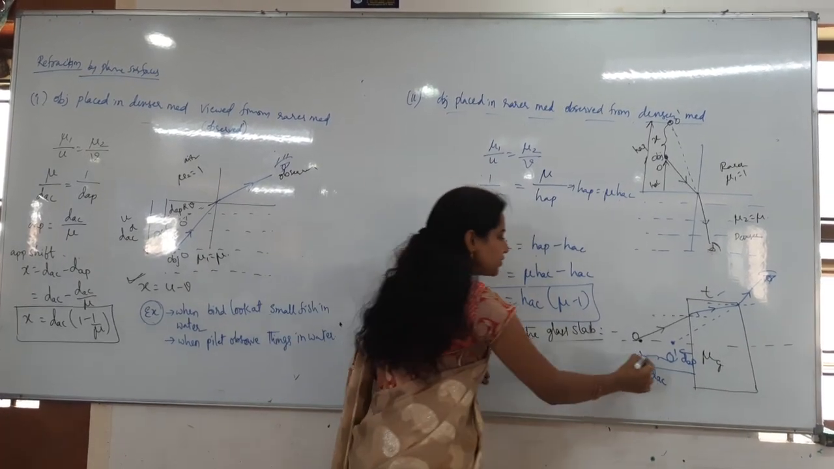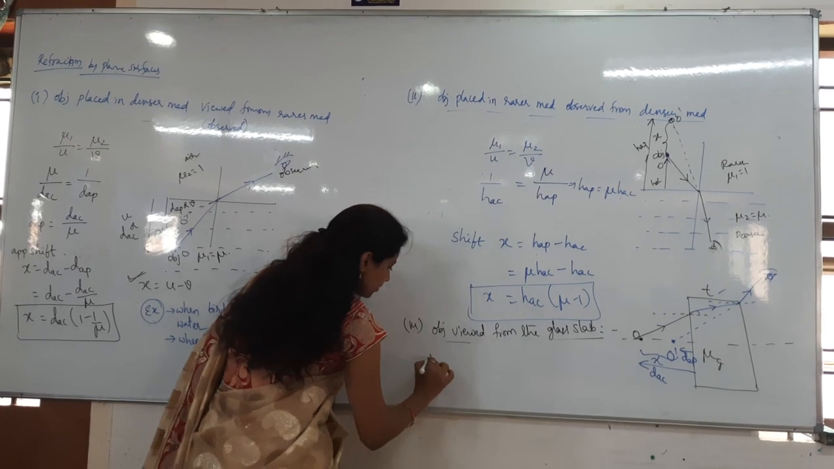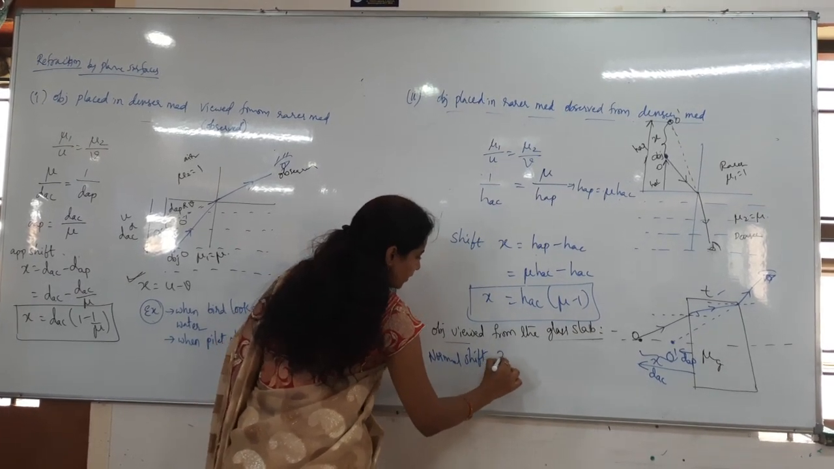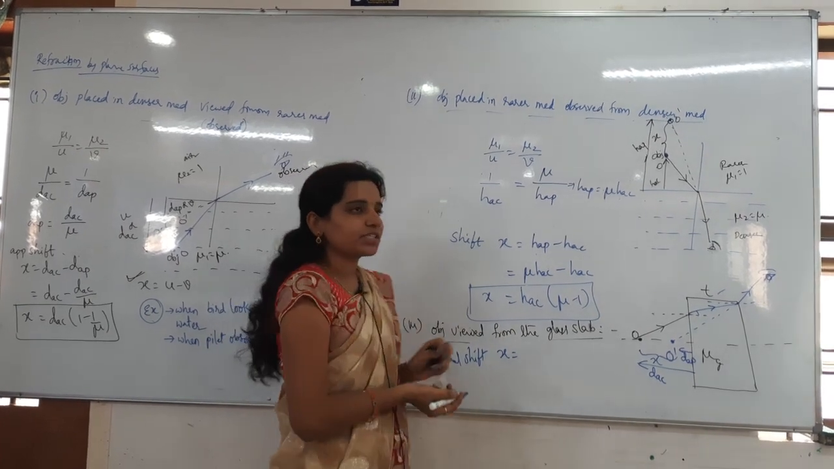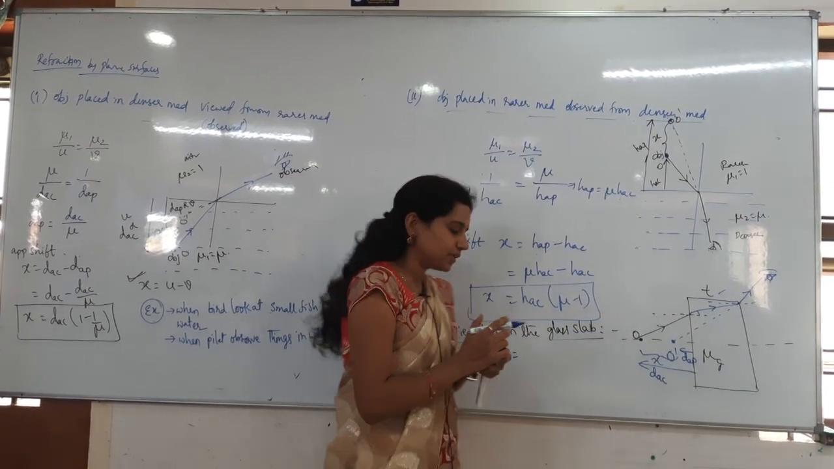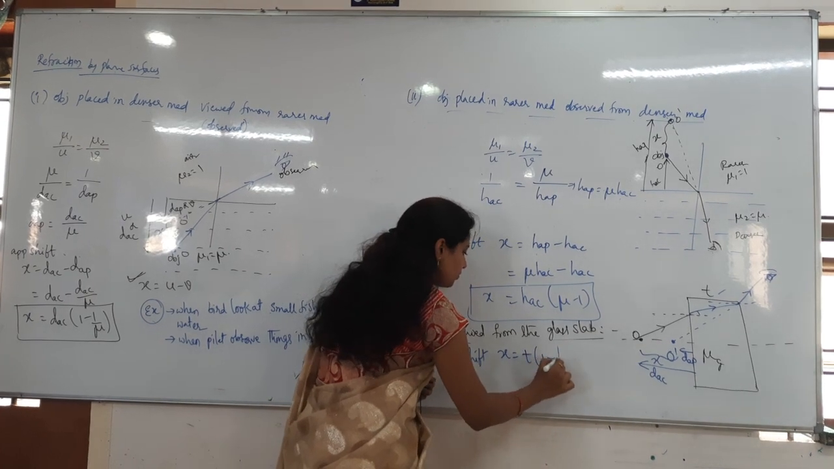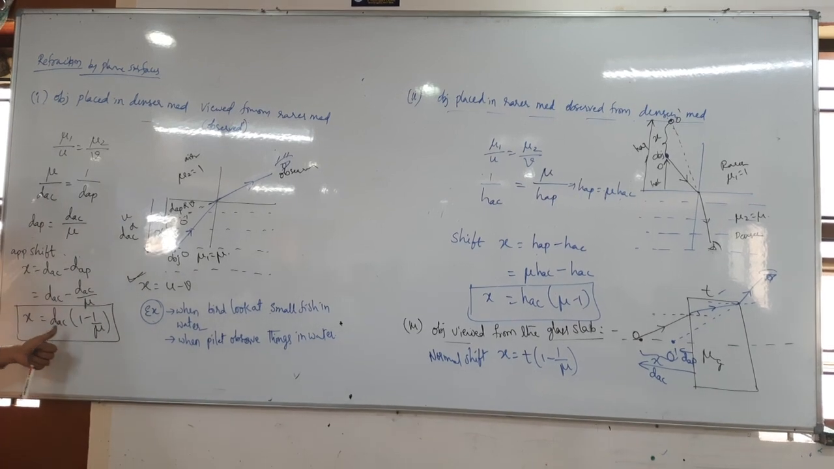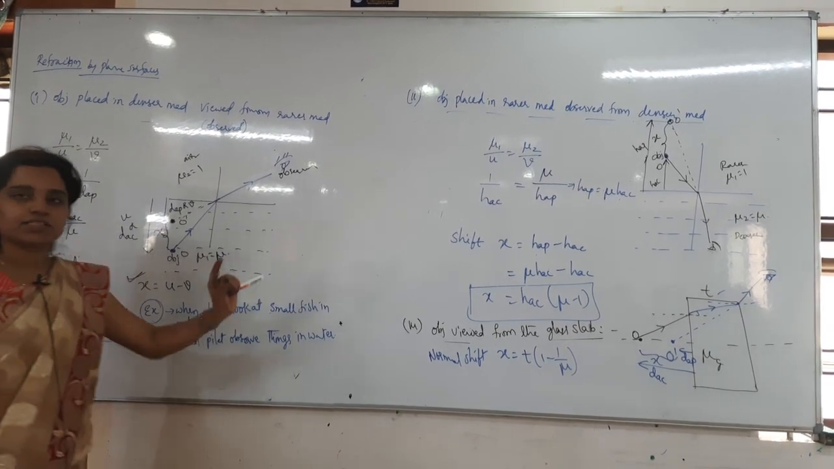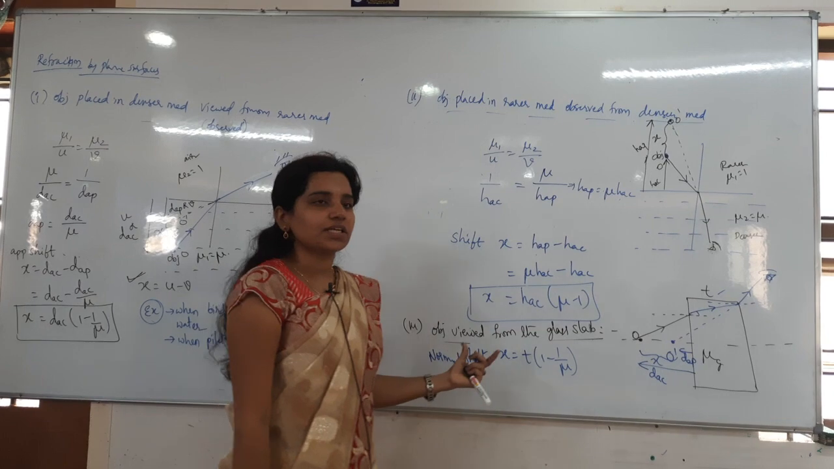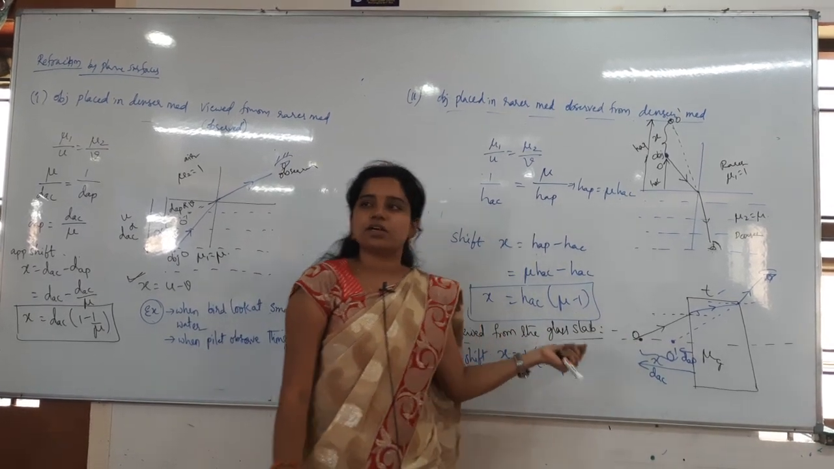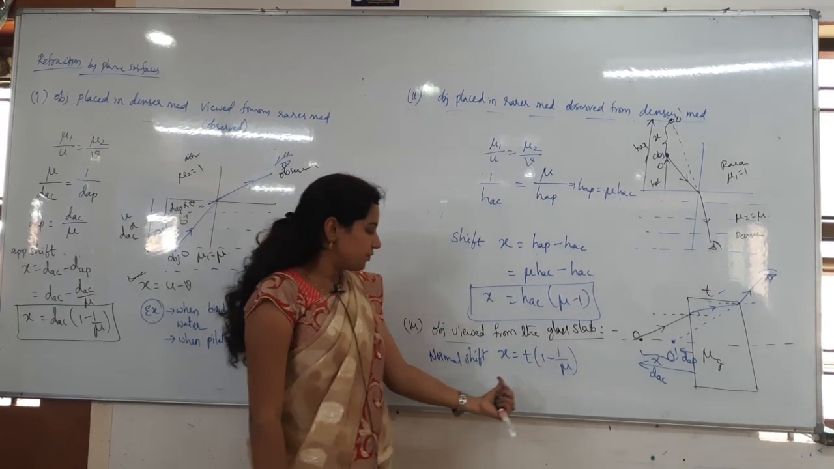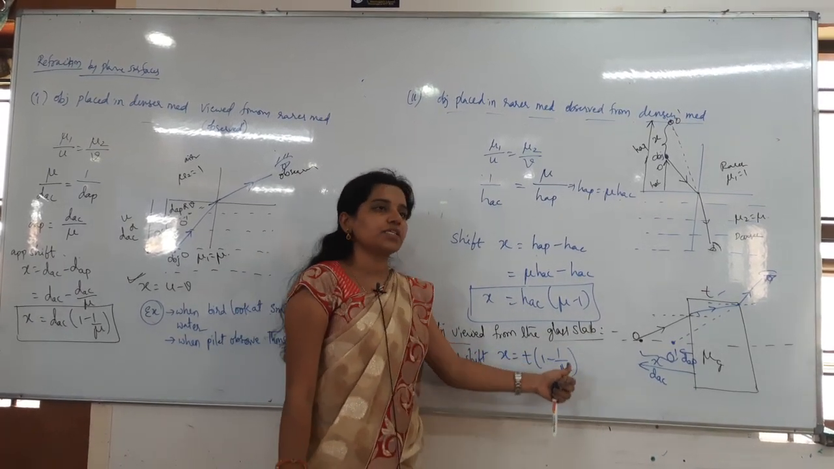Now what will that shift be? X, the normal shift, I can write as T, the thickness of the glass, into 1 minus 1 by mu. It is the same formula; here, instead of actual distance, we get the thickness. There is no need to do the derivation again, as it is based on the incident ray and the refracted ray. So this is the formula: X equals T into 1 minus 1 by mu.